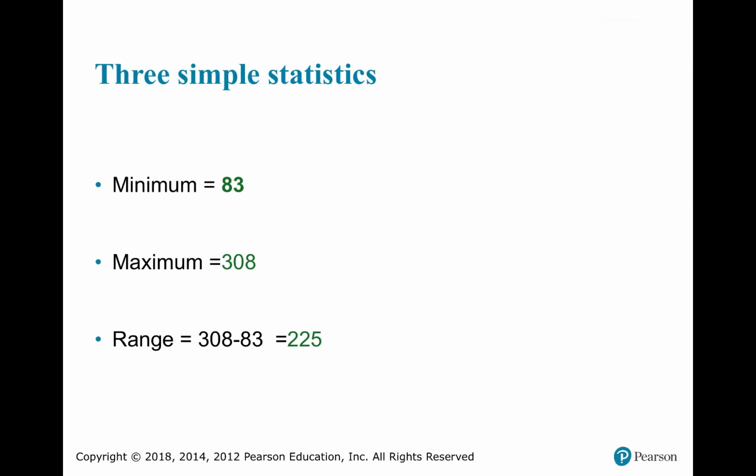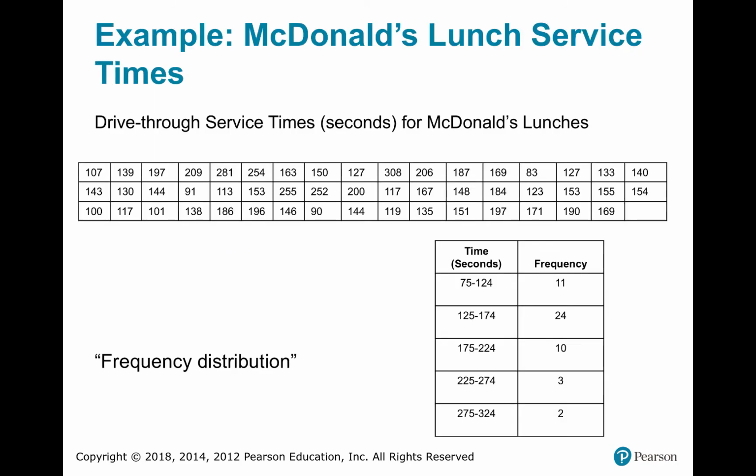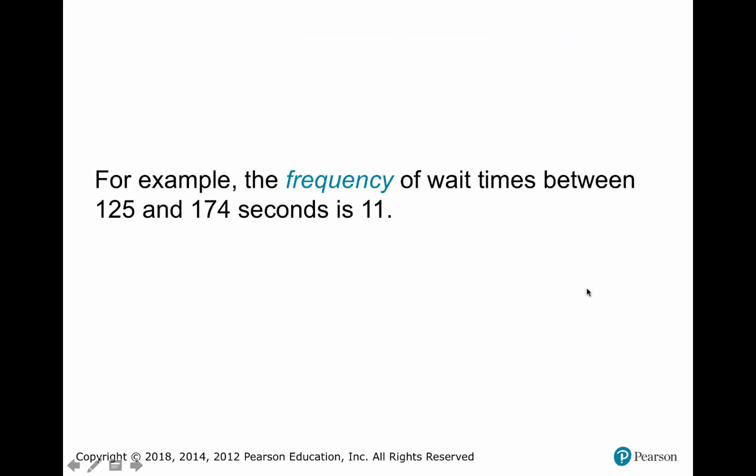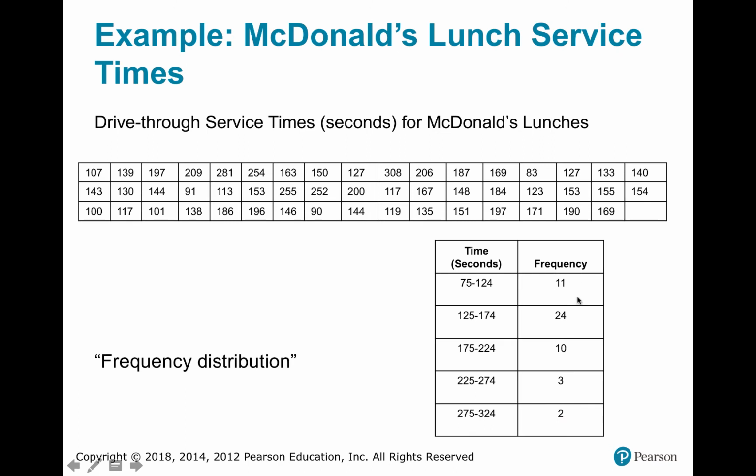The next thing we want to do is divide the data up into classes and see how many observations lie within each class. If we do that, we get what's called a frequency distribution. Here's an example. There are 11 customers that waited between 75 and 124 seconds, and so on and so forth. Already you can get a sense of how the data lays out. You can see most of the observations are in here, between 125 and 224 seconds.